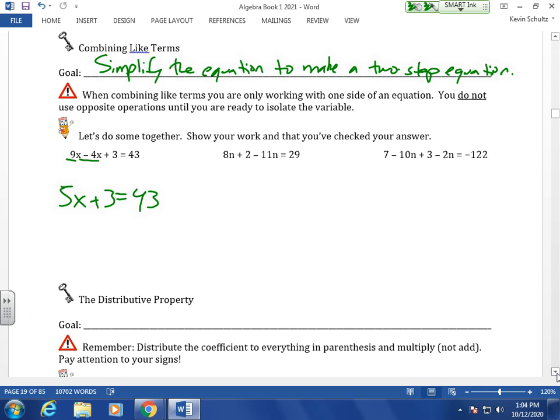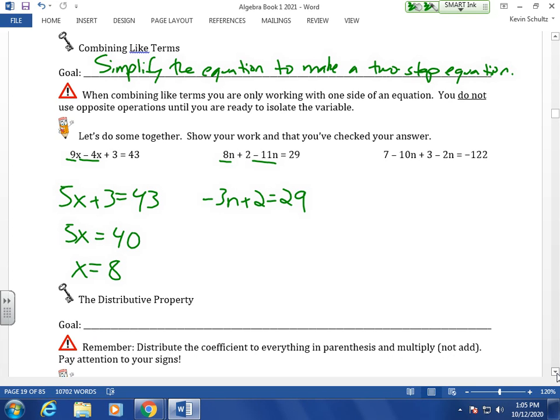Okay. So, but we're in our two-step equation. So we'd start by subtracting 3 from both sides. 5x is 40. Divide by 5 and x equals 8. Okay. How about the second one? What can we combine in that equation? 8n and negative 11n. What does that give us? How many n's do we have? Negative 3. Just 8 minus 11. Negative 3n plus 2 equals 29. We've simplified, and now we got our two-step equation.